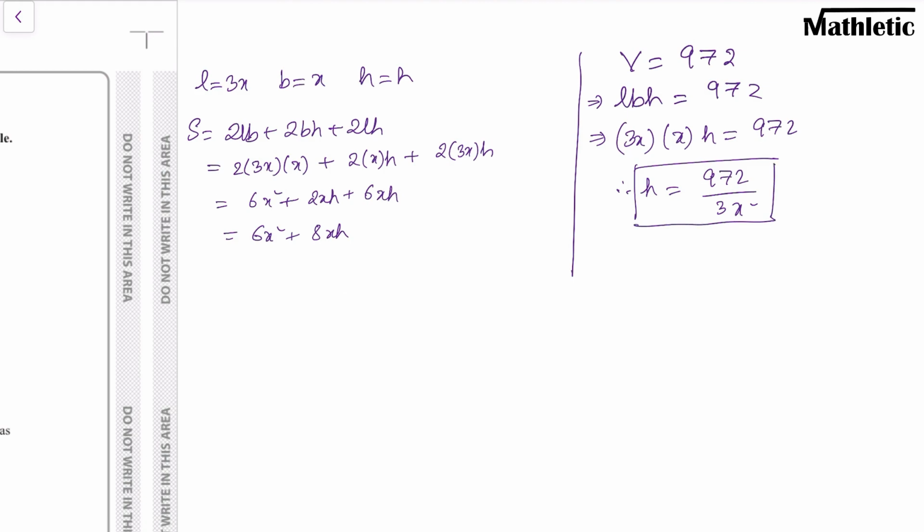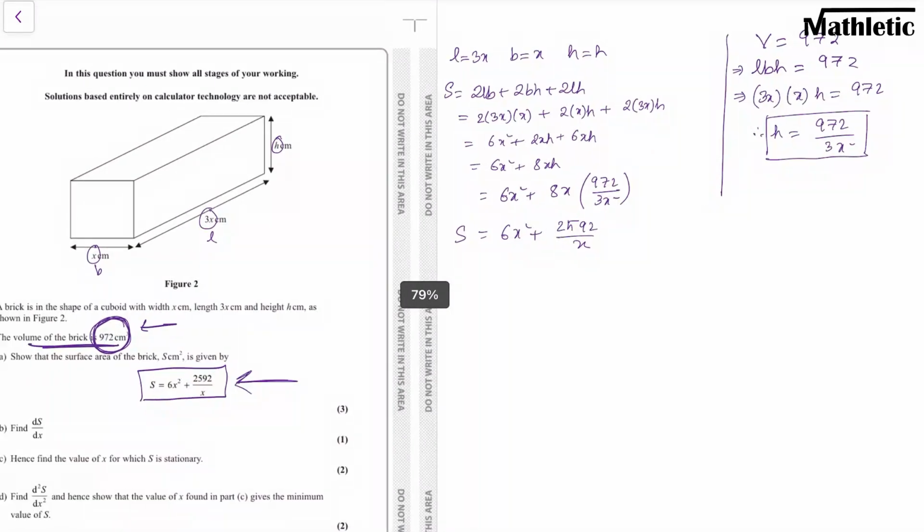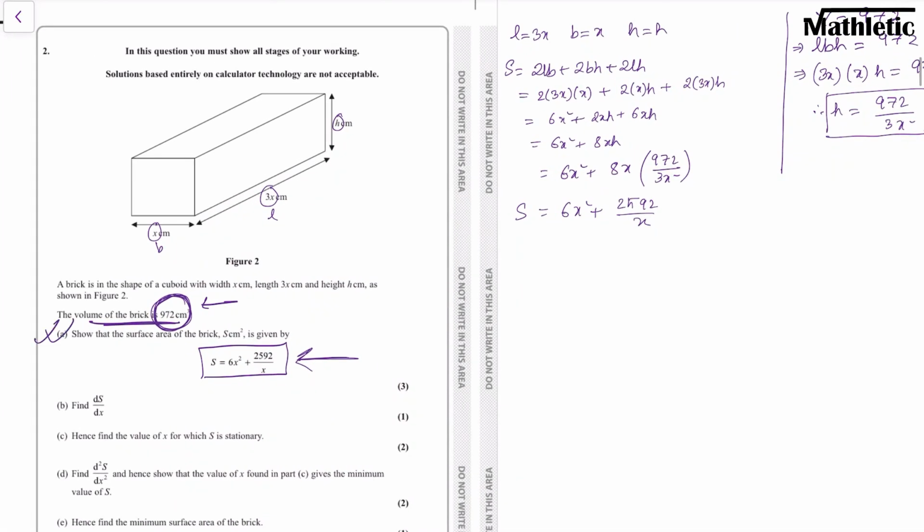So now we will just substitute the h here. So 6x square, 8x into 972 by 3x square. If I simplify this, one of the x will be cancelled out, and 8 into 972 will give us 2592 by x. That's it. This is the expression of s. So we are done with part A.